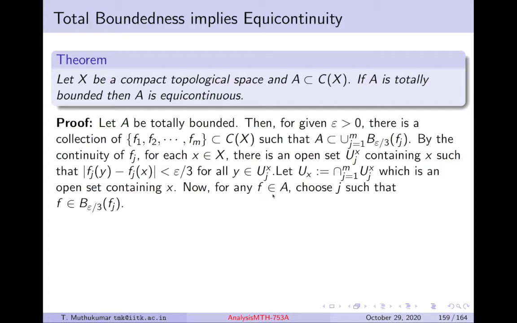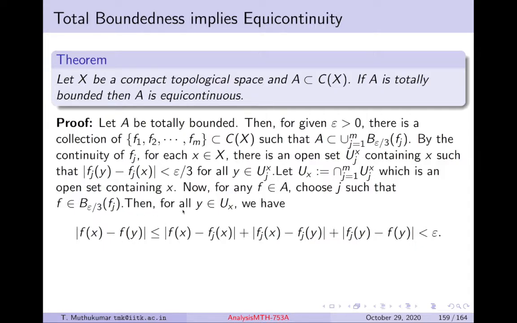If you take any f in A, we need to show that A is equicontinuous. So we need to check that the definition of continuity is valid uniformly for any element of A. So for any f in A, you choose j such that f belongs to this epsilon by 3 radius ball centered at fj. This is possible by the fact that A is contained in this union. So if I pick any f in A, then this f should belong to at least one of these balls, and you pick that j, the ball to which this f belongs.